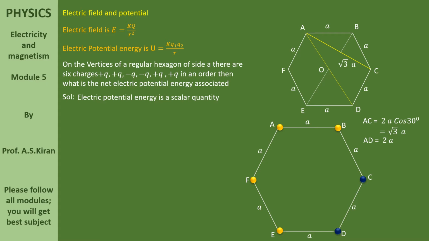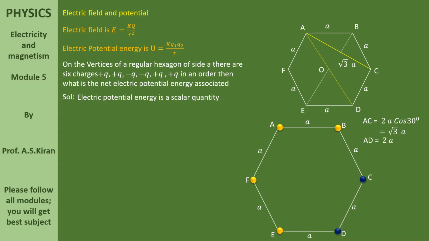Now we are going to discuss the original problem. In this problem, we are going to find the electric potential energy. Once again, it is a scalar quantity. Please remember that. But while taking the energy, it is wrong to take only the pairs AB, BC, CD, DE, EF and FA. There will be alternate pairs also, please remember.